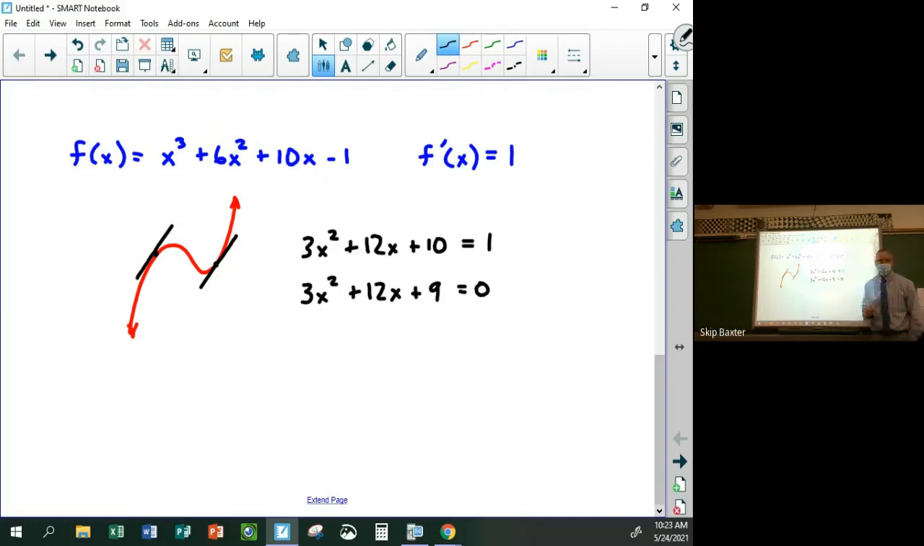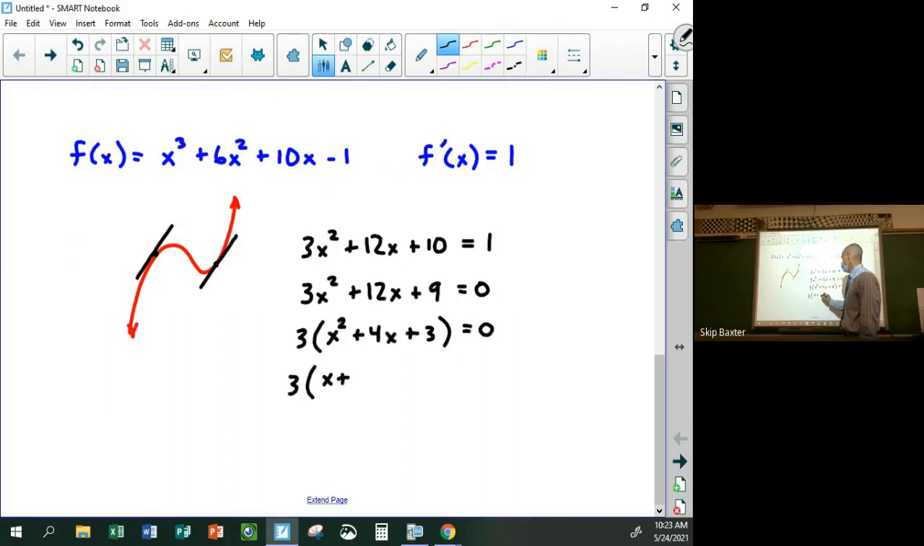What do I do next if I'm solving for x? Yeah, a common factor. x squared plus 4x plus 3. And then the stuff in parentheses just factors pretty easily. It's going to be x plus 3, x plus 1. So then x equals -3 or -1. So now you just have to find the y coordinates for each of those points.